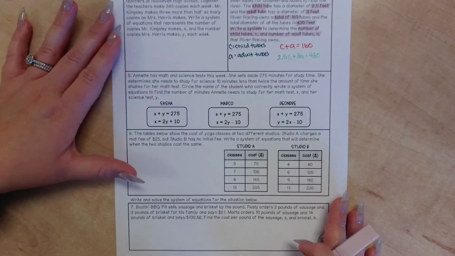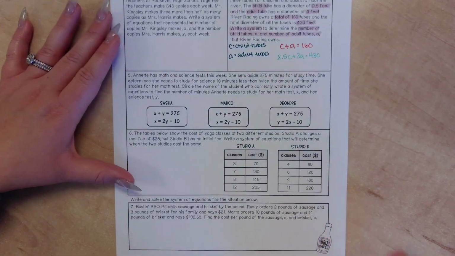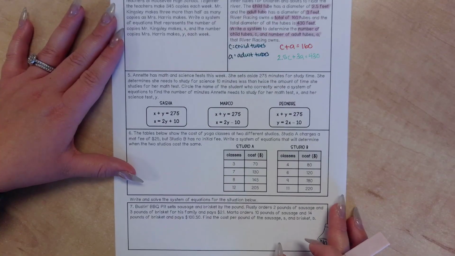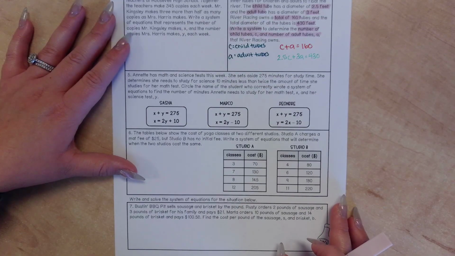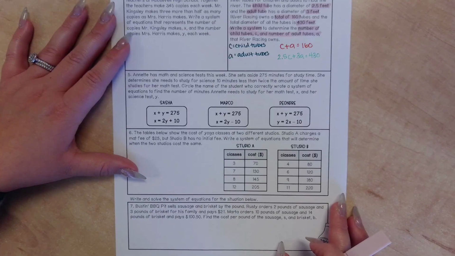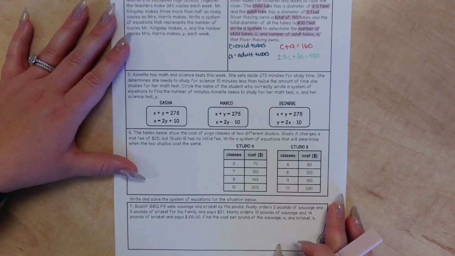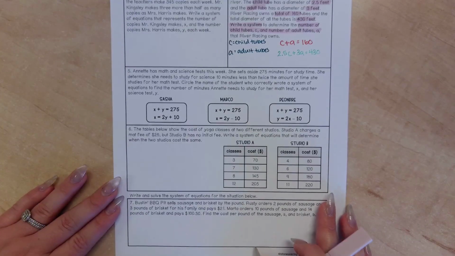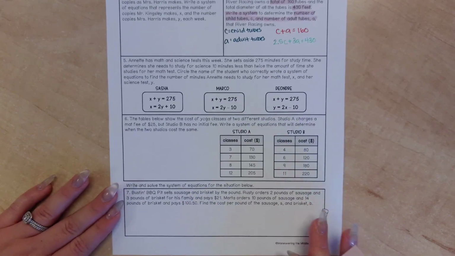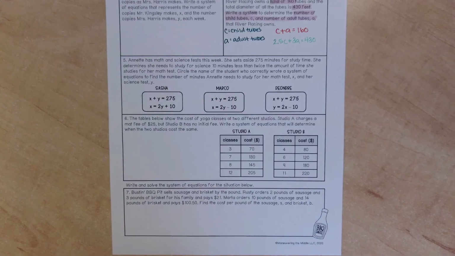So now number 5. Annette has math and science tests this week. She sets aside 275 minutes each day for study time. She determines that she needs to study for science 10 minutes less than twice the amount of time she studies for her math test. Circle the name of the student who correctly wrote the system of equations to find the number of minutes Annette needs to study for her math test X and her science test Y. So this is more what your types of problems are going to look like. I want you to stop the video and attempt this question without me.